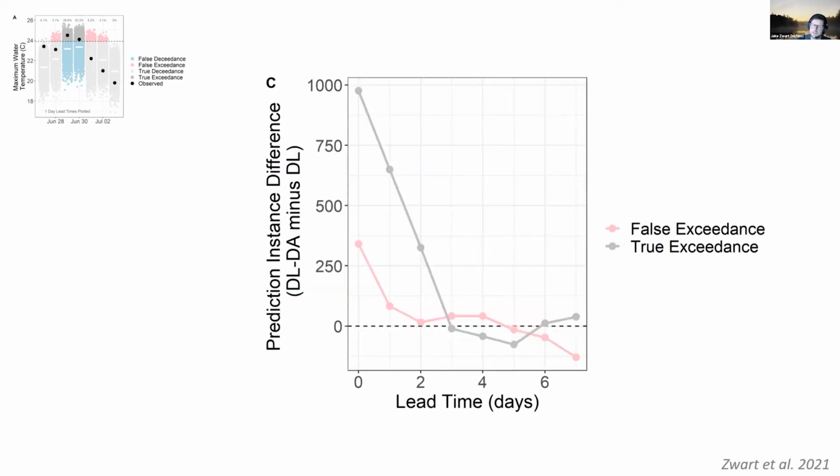Then we can also compare the prediction of these true exceedances from the deep learning model with data assimilation to the deep learning model without data assimilation. And we can see that the data assimilation technique actually helped the model predict more true exceedances. This y-axis here is the deep learning model with data assimilation minus the deep learning model without data assimilation for these prediction instances. A positive value means that there are more true exceedances with the data assimilation technique included, which indicates that the data assimilation algorithm is helping improve the deep learning model forecast accuracy around these thermal thresholds.